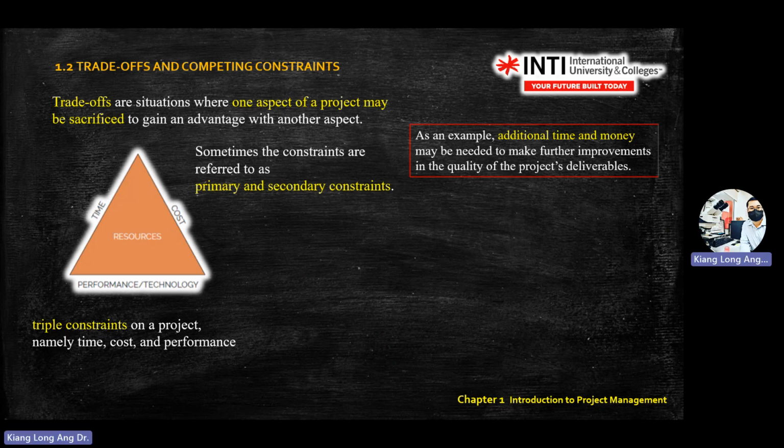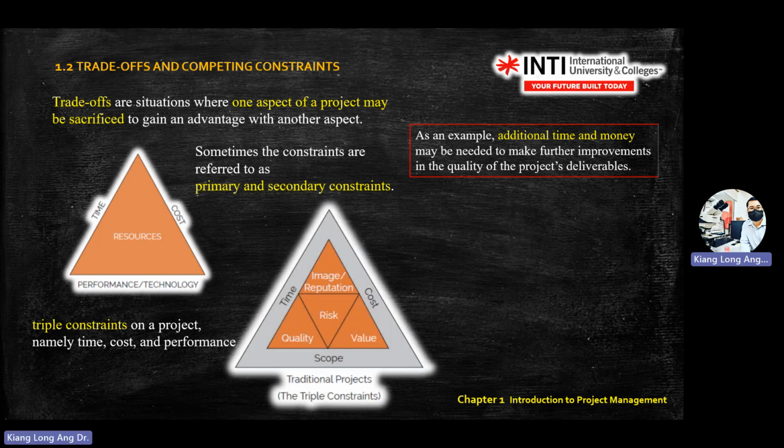So just now we mentioned time, cost, and performance technology. They are constraints. Under constraint, you can break into primary and secondary constraints. These are the primary constraints: time, cost, performance technology. So we further develop the triangle. We go inside the resources here, we break into another triangle. Outside the gray color is primary. The middle one depends on your projects. So this is an example.